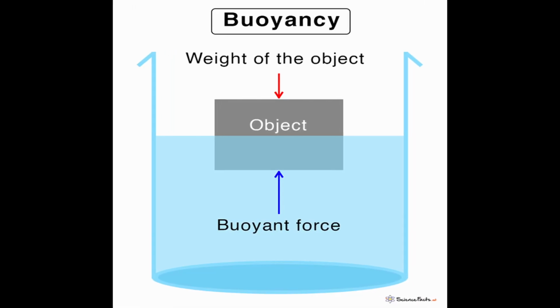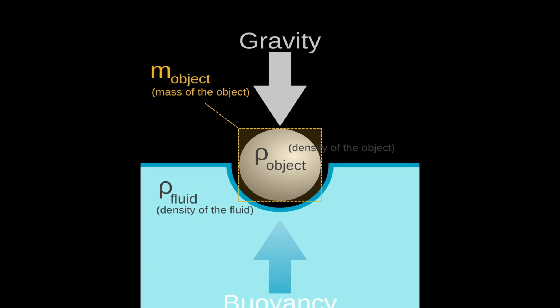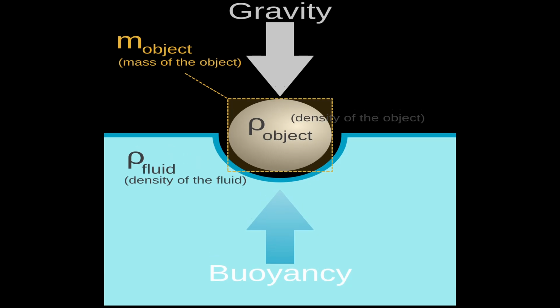Buoyancy is the upward force that a fluid, like water or air, exerts on an object that is placed in it. This force works against gravity. So, while gravity is pulling the object down, buoyancy is pushing it up.